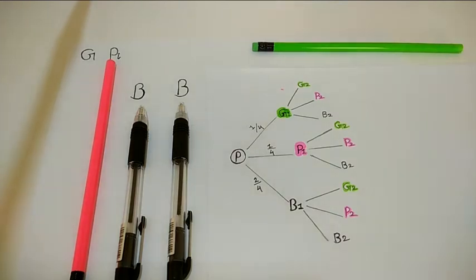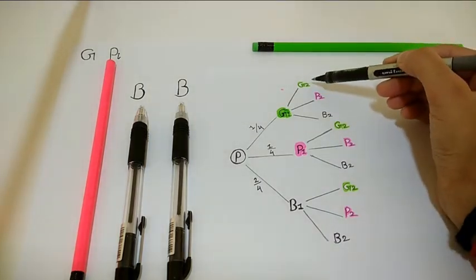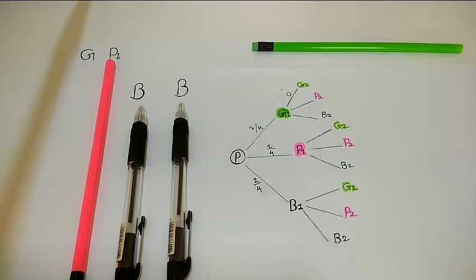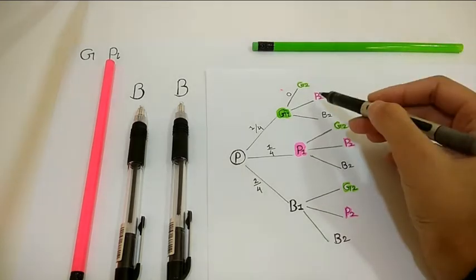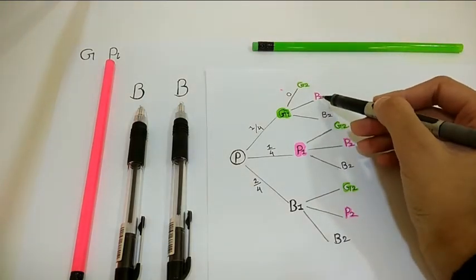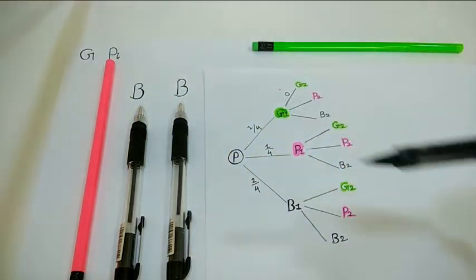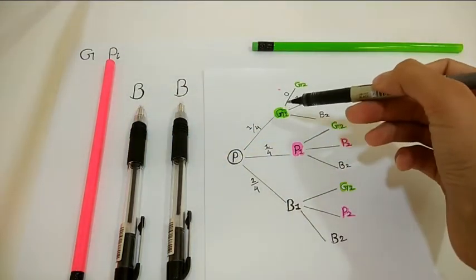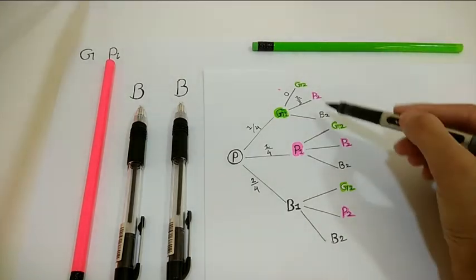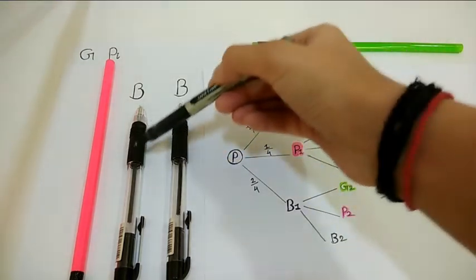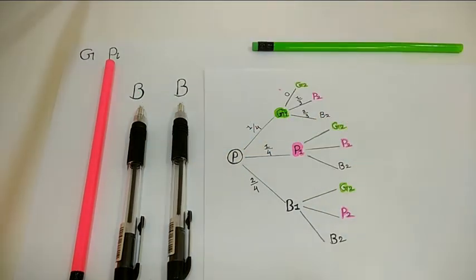Now they're asking what is the probability of getting green in the second row? That is 0, because there is no more green pencil left here. The second question is, what is the probability of getting a pink in the second row? That is 1 by 3. Now, given green in the first, what is the probability of getting a black in the second row? We're left with 2 black pens, so it will be 2 by 3. So this way we got the probability of different objects in the second row.